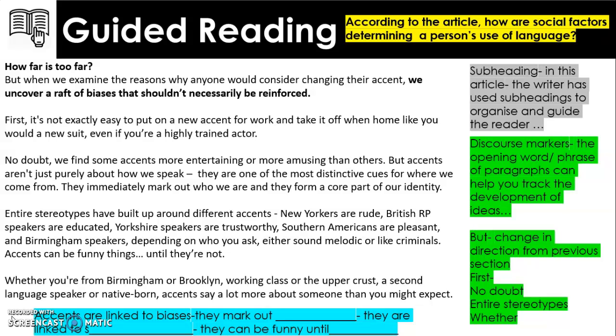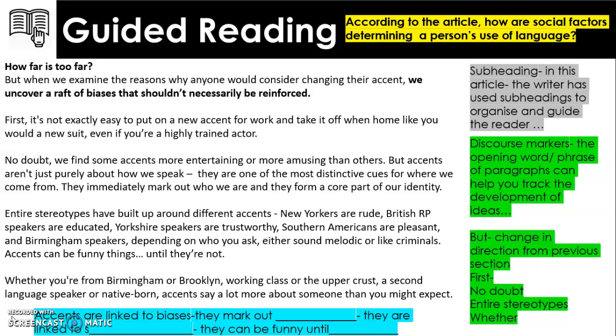"Entire stereotypes." So again, we've got this all-encompassing language, "entire" here being used in a similar way to the word "all" in yesterday's essay, and "whether you're from Birmingham or not". So this is a writer that even at the level of their discourse markers is directing our attention, but also strengthening their own representation. It's somebody who's giving us factual, strong ideas and information. Okay, so then it says accents are linked to biases. They mark out blank. They are linked to blank. They can be funny until.